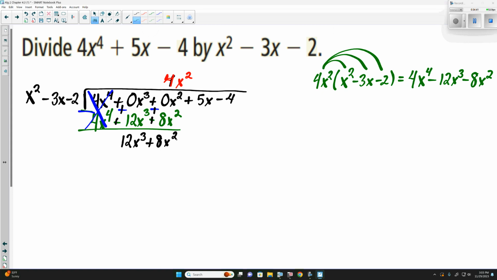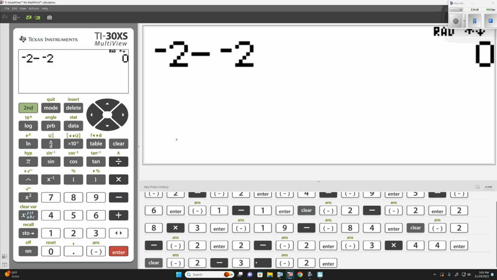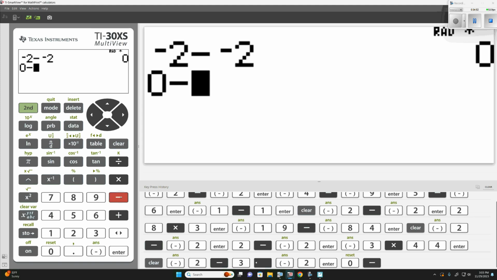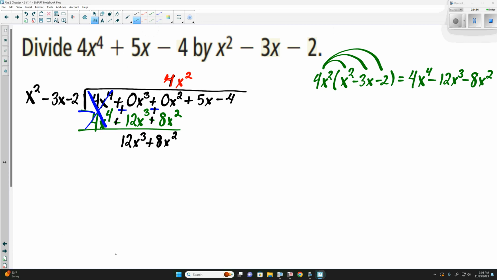Now, we can type some parts of this into the calculator, not the whole thing. We can type the coefficients, our numbers. So for the last one, 0 minus negative 8. In the calculator, I can say 0 minus negative 8, gives us 8, so it's plus 8. So we can type parts of it in, just not everything. And then we'll bring down the plus 5x.